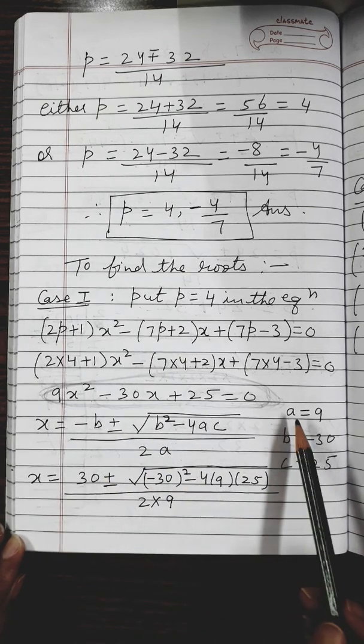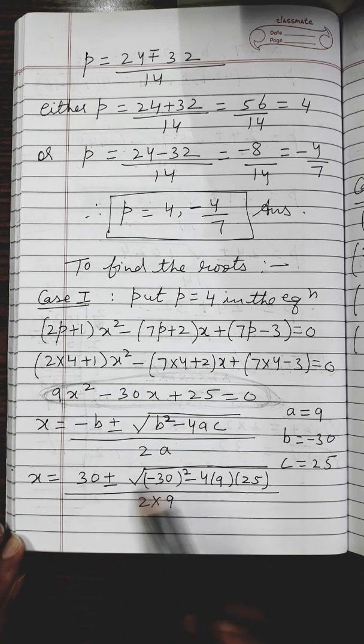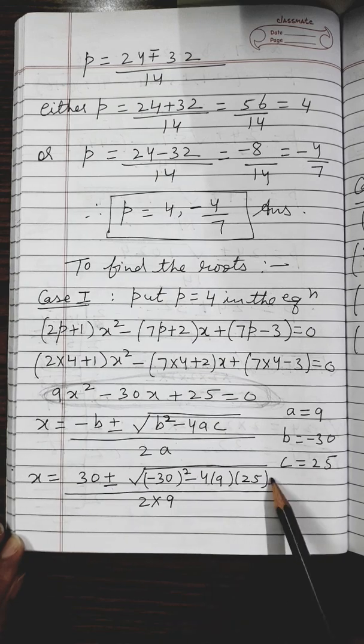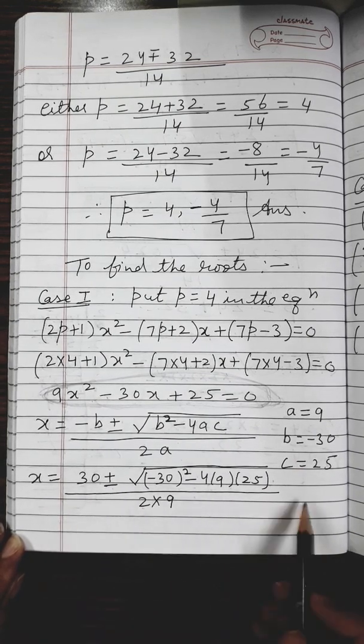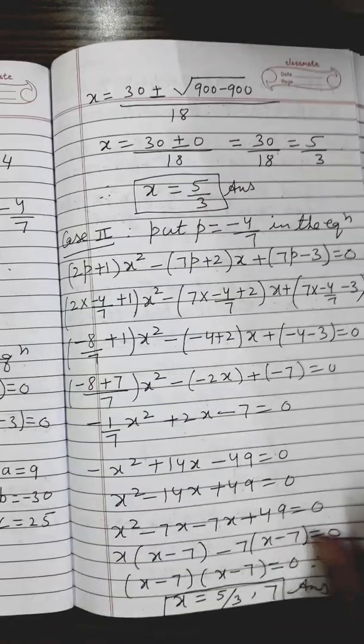Now substitute the values of a, b, c in this formula. So minus b will become minus of minus 30. So I write it down directly, 30 plus minus. Next step, b square means minus 30 square, minus 4 into a into c means 4 into 9 into 25, divided by 2 into a means 2 into 9. Next step you will simply multiply, x equals 30 plus minus. Come to this next step.